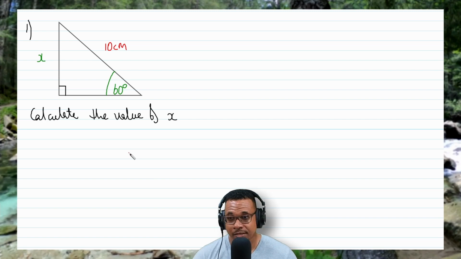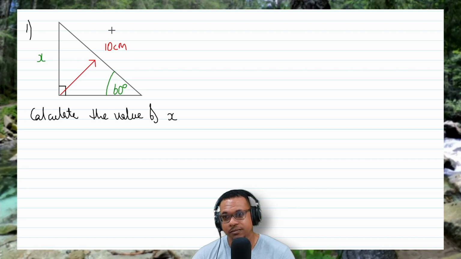So first thing, you're going to label the triangle. The side opposite the right angle would be the hypotenuse. So this 10 centimeters would be the hypotenuse. The side opposite the angle that's given, or the angle that you want to find, would be your opposite side. So opposite the 60 degrees is x, and therefore x is our opposite side. And therefore this remaining side would be the adjacent side. So you're going to say SOH CAH TOA.